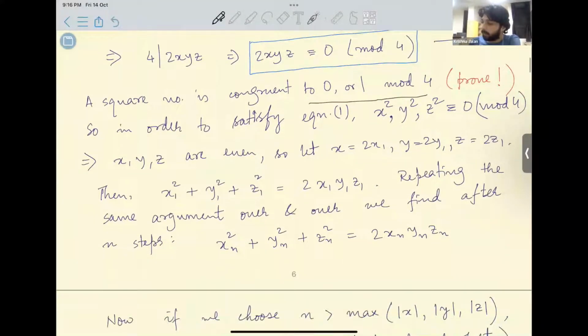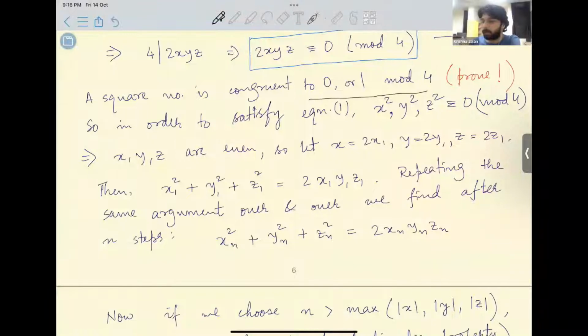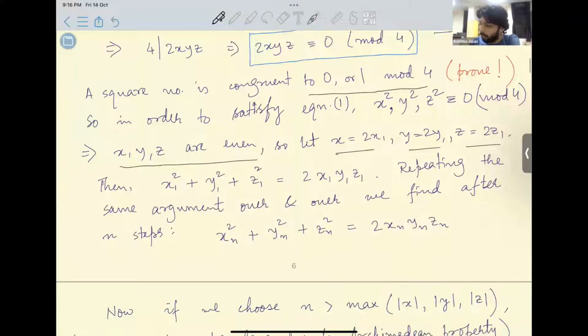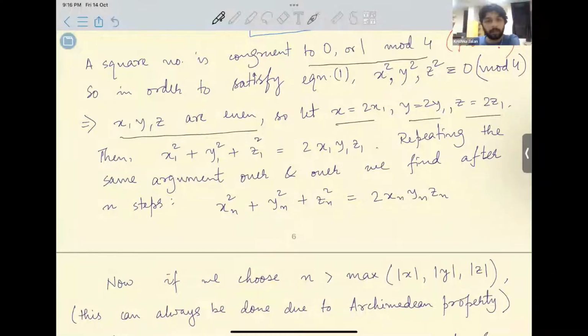What this implies is that 4 divides x square, 4 divides y square, and 4 divides z square. If I take the square root, naturally 2 will divide x, 2 will divide y, and 2 will divide z. So individually x, y, z are all even. So I can write x as 2x1, y as 2y1, and z as 2z1. And then the original equation, x square plus y square plus z square equal to 2xyz, now reduces to something like this.